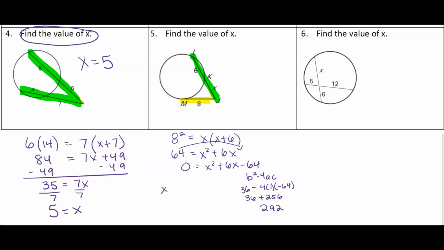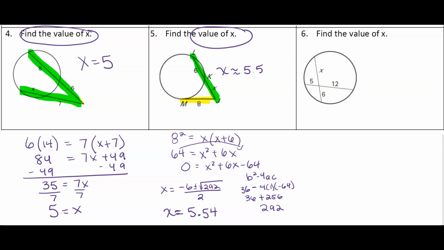So I am now going to do the quadratic formula. So negative 6 plus or minus the square root of 292 divided by 2 times a. So that's just going to be 2. And I'm going to type that into the calculator. And remember, you're going to get a positive and a negative answer. You typically throw away the negative answer. So the positive answer that I am calculating when I type that into the calculator is approximately 5.54. So it says find the value of x. So x is approximately 5.5.